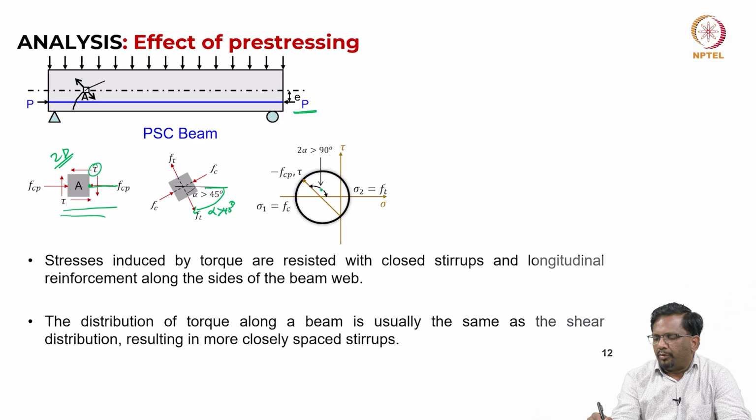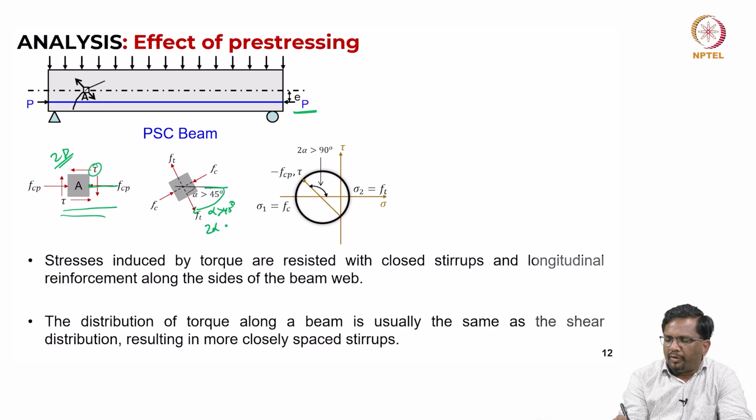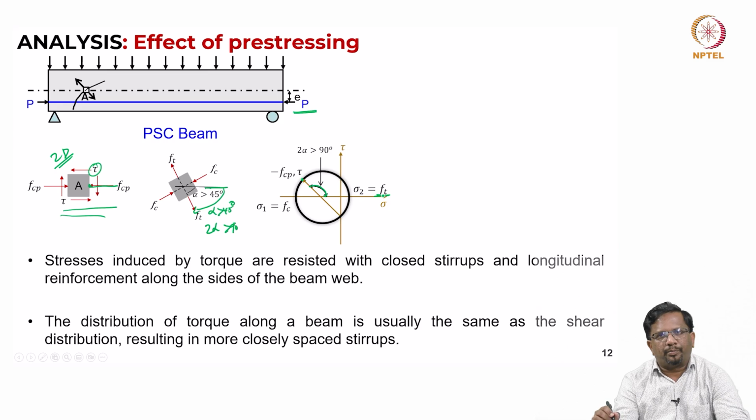Why? In the Mohr circle, 2 alpha will be greater than 90 degrees. That is what we are measuring from this location, and we are going all the way to here, which is your FT plane. If this is the case, then 2 theta is going to be less than 90 degrees. So this is the theta angle with respect to the horizontal. Anyway, we have seen that.